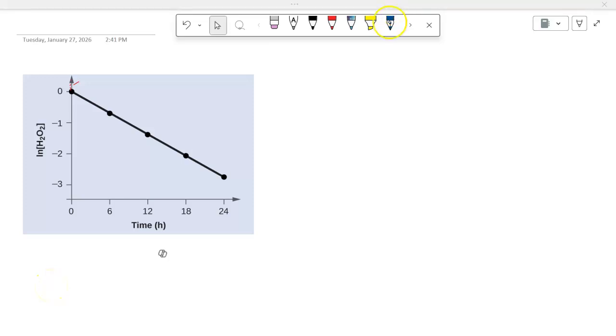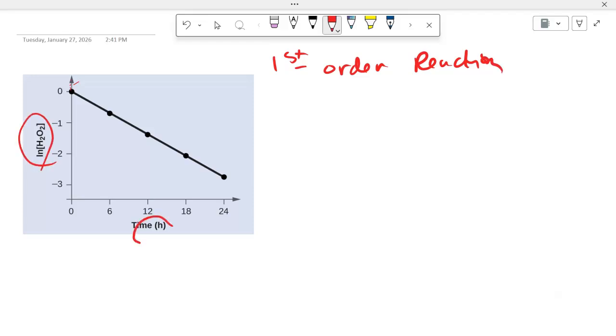Okay, based on some questions I've had over the last couple of days, I just wanted to give a couple of tips that might be helpful. When you are looking at a graph, we know that this identifies a first order reaction based on the fact that it is the natural log of H2O2 versus time, and we get a straight line. But then we ask, okay, how do we find k?